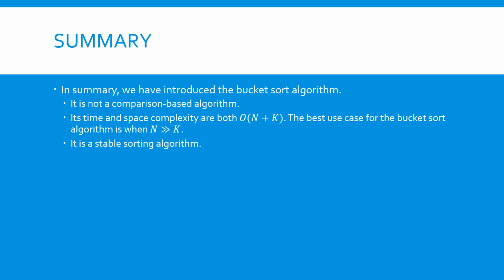In summary, we have discussed the bucket sort algorithm in this video. Unlike all sorting algorithms we have learned before, the bucket sort algorithm is not comparison-based. It means that it does not explicitly make comparisons between elements. The algorithm's time and space complexity are both O(n plus k). And the best use case for the algorithm is when n is much larger than k. The algorithm is also a stable sorting algorithm, which means that it preserves the relative input order among the equal elements.